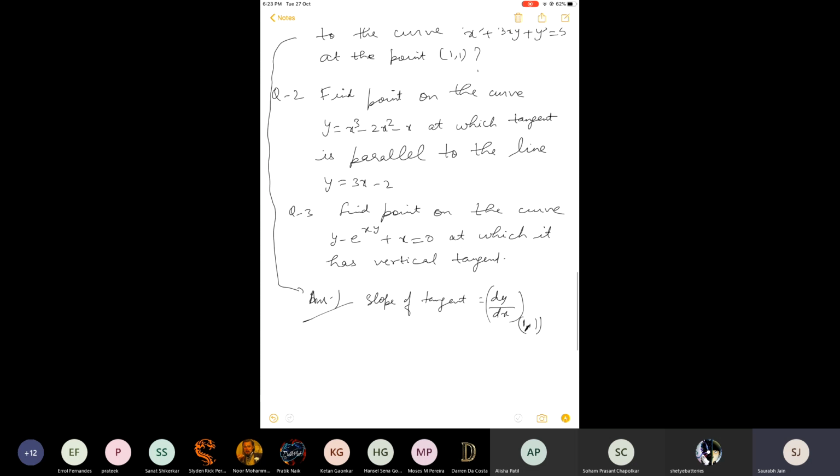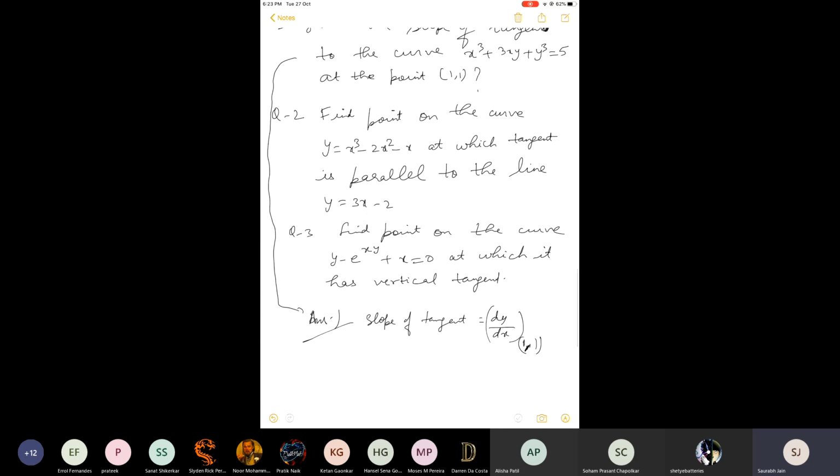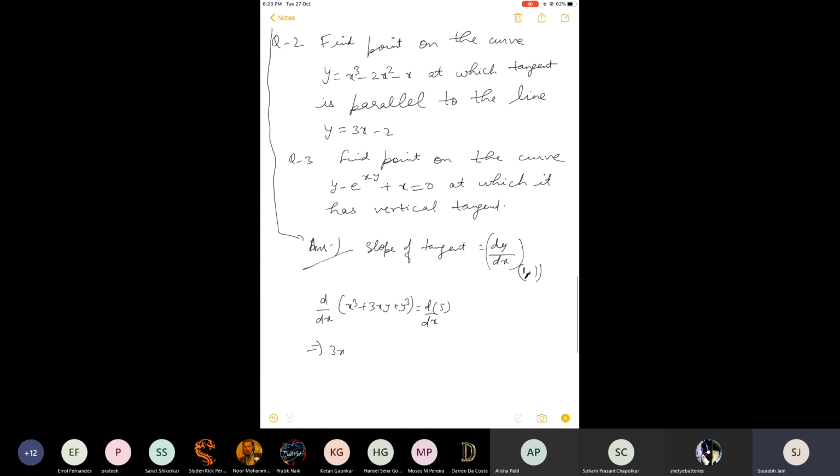You cannot separate x and y. So basically you will have to differentiate both sides. So d by dx of x cube plus 3xy plus y cube equals d by dx of 5. Basically differentiate both sides with respect to x. First part 3x square. Second part you have to use product rule along with chain rule. Let us take 3 outside. So differentiation of x is 1, y is constant. Differentiation of y is dy by dx, x is constant. Then differentiation of y cube is 3y square, then use chain rule, dy by dx, equal to 0.